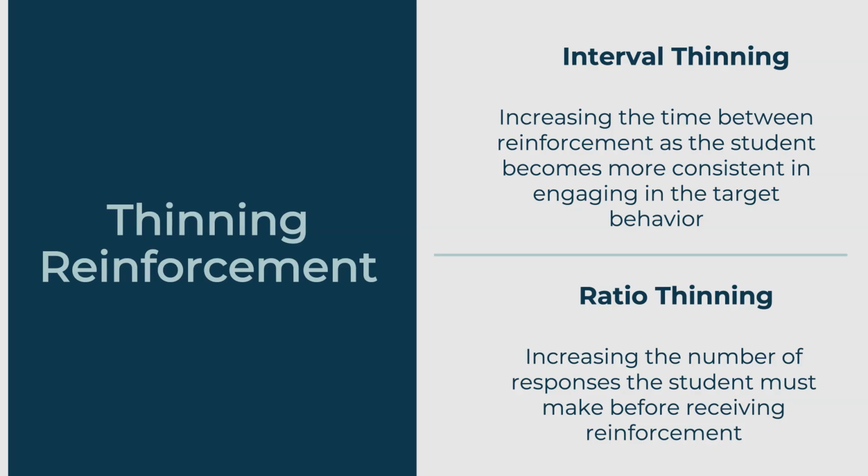without frequent reinforcement. Ratio thinning refers to increasing the number of responses the student must make before receiving reinforcement. This process reduces the frequency of reinforcement by requiring more effort or behaviors before a reward is given. Ratio fading helps students build persistence and maintain the behavior over time without relying on continuous rewards. For example, if a student receives a reward after every completed task, continuous reinforcement, ratio thinning might involve changing the schedule to reinforce after every second task, fixed ratio 2, then every third task, fixed ratio 3, and gradually moving to a variable ratio schedule, where reinforcement occurs after an unpredictable number of responses.